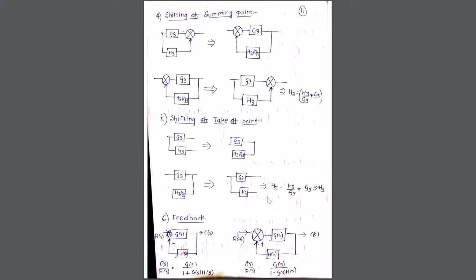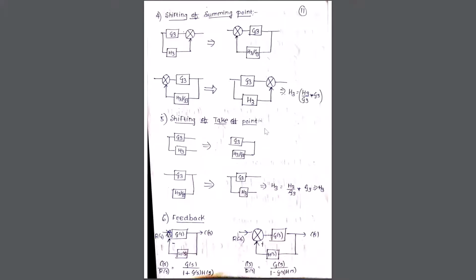Shifting of summing point. Imagine you have a summing point over here. You need to push it to the left hand side, so it's going to be H3 by G3. Similarly, if you have a summing point on the left hand side, you have to push it to the right hand side, after a block. It's going to be H3 by G3 into G3. As I mentioned over here, you will again get back H3 itself.